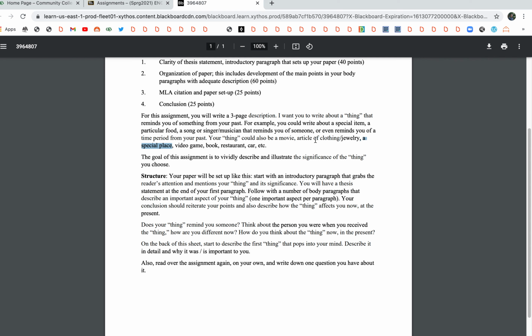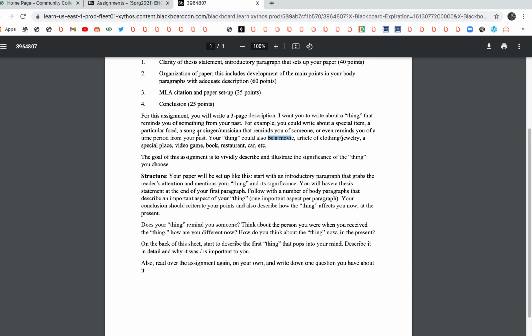Article of clothing. Think about a special article of clothing. It could be a sweatshirt, something like that, a shirt. Article of clothing could be a jersey as well. Jewelry I touched upon a bit. Think of a movie that reminds you of your past. Is there a favorite movie that you would continuously watch over and over a long time ago?